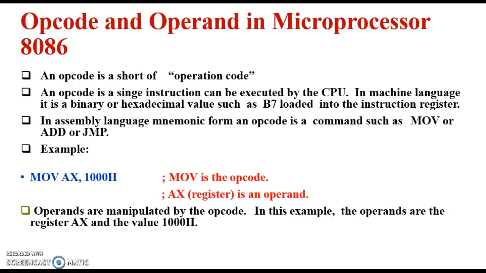And AX and 1000H are operands. Why do we actually go for the addressing modes?